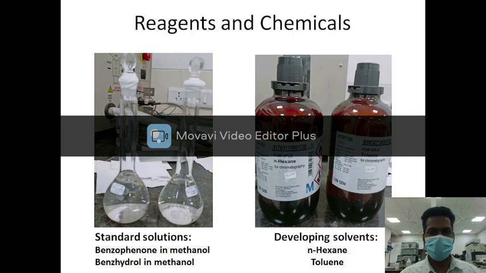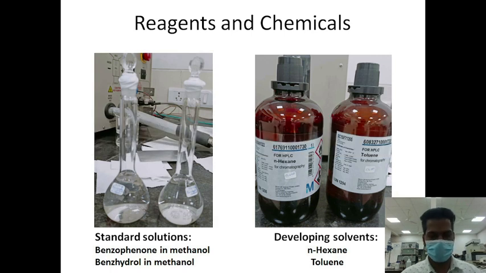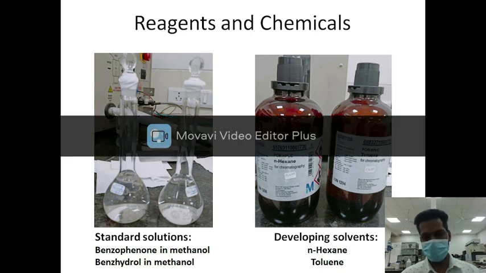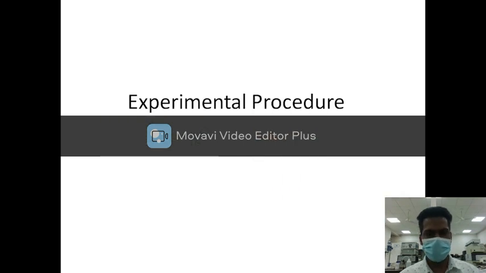Here are the reagents and chemicals used in this experiment. We'll use two standard solutions, benzophenone in methanol and benzhydrol in methanol, and we'll also use developing solvents in a ratio 3:1. The developing solvents are n-hexane and toluene. Then I will talk about the experimental procedure for this HPTLC.